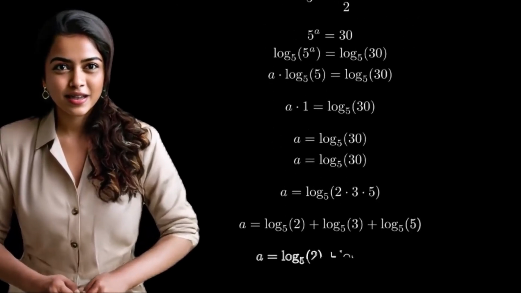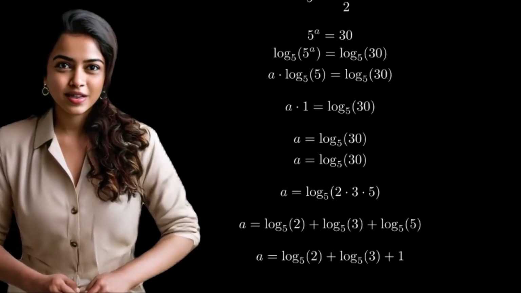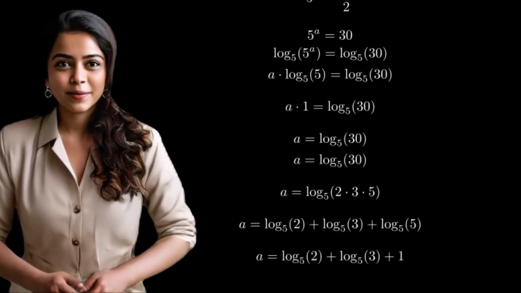Now, 30 equals 2 times 3 times 5. Using the properties of logarithms, we can break this down.